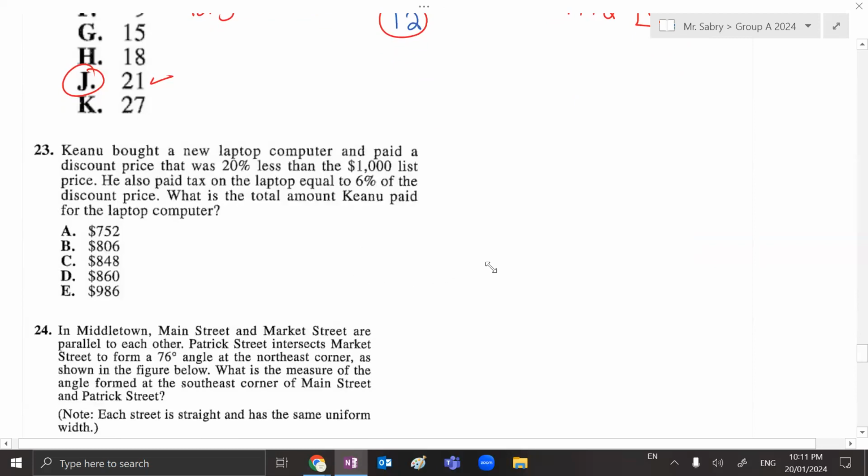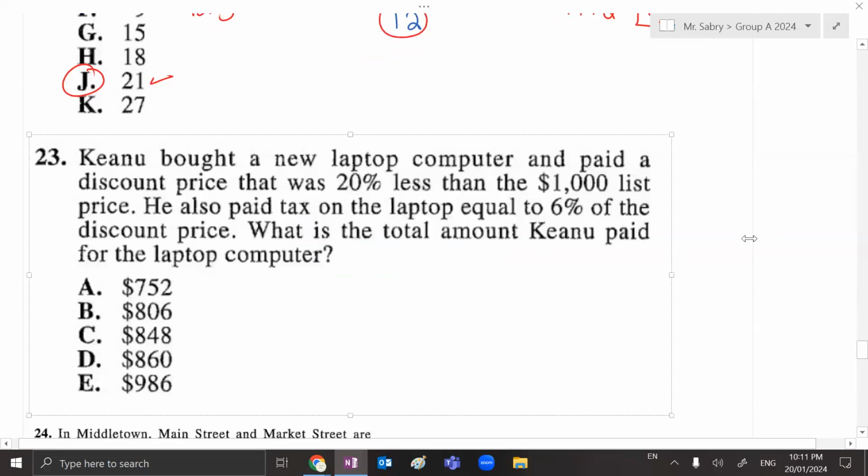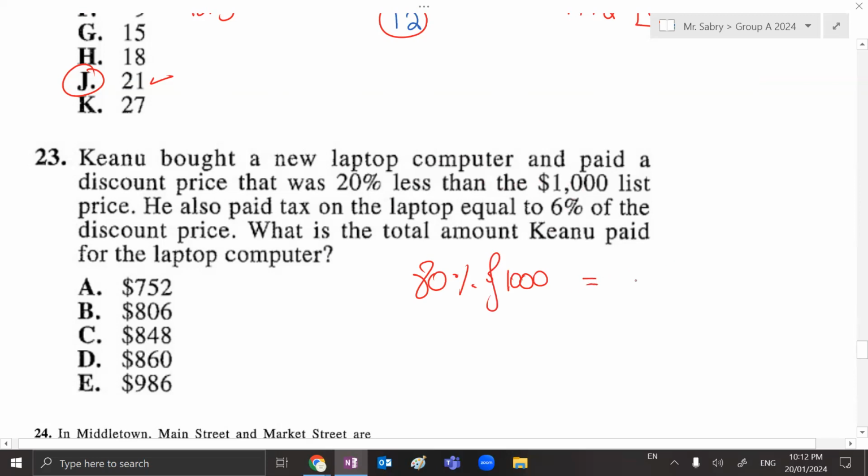Keanu bought a new laptop computer and paid a discounted price that was 20% less than $1,000 list price. Okay. So 20% less than 1,000 means 80% of the 1,000. When I decrease something by 20%, it means that I'm actually going to pay the remaining percentage, which is 80%, which will be equivalent to $800.